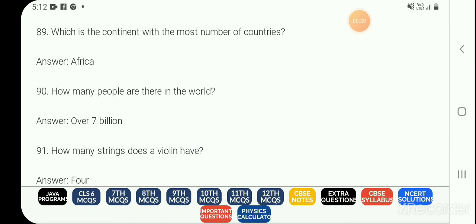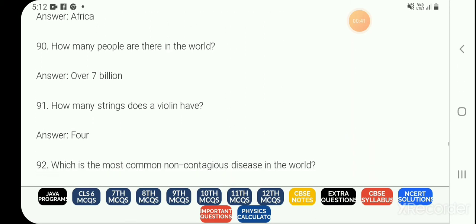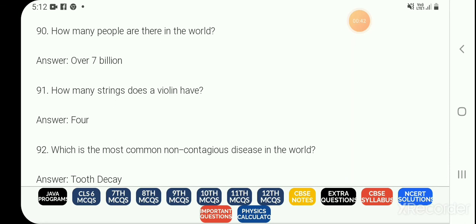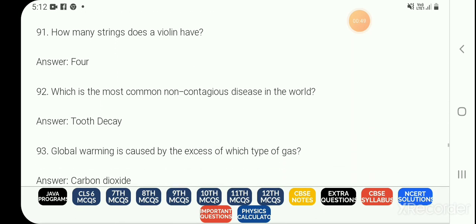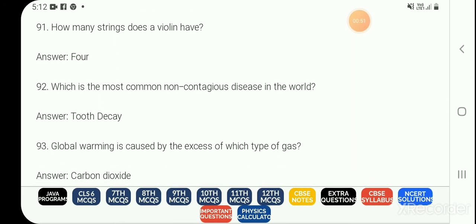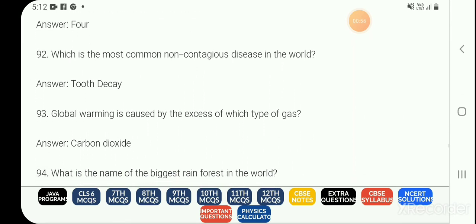Which is the continent with the most number of countries? Africa. This is the right answer. How many people are there in the world? Answer. Over 7 billion people are there in the world. How many strings does a violin have? 4 strings.